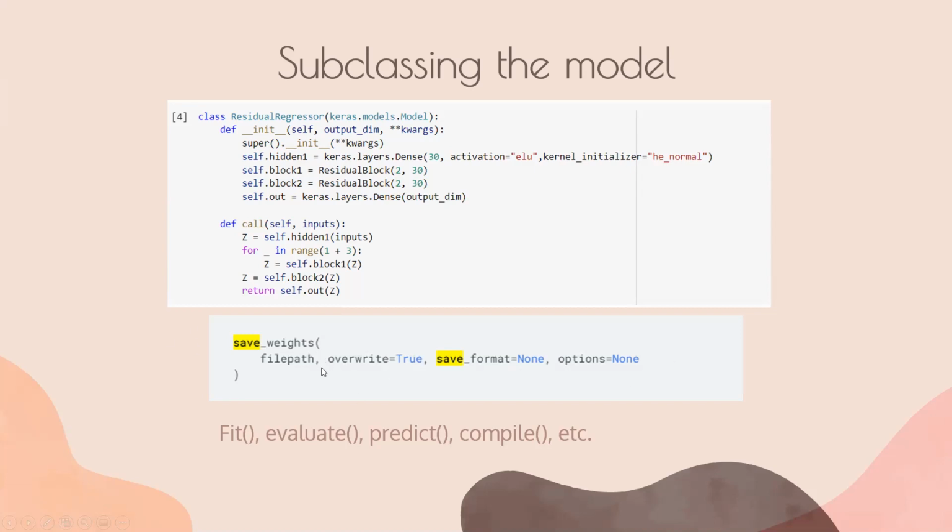So you have your file path, which is like, I don't know, C, desktop, whatever you want, and overwrite if you want this to be true. And then you can have your save format. So you'll save your model either in HDF5 or in a TensorFlow format based on your preferences. And then options is just some extra details. So this is how you create your custom model. Then this is how you save your weights. So even if you don't understand, just remember, this is very similar to what we did earlier with our custom loss function.